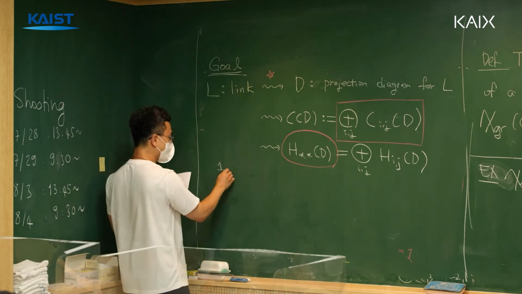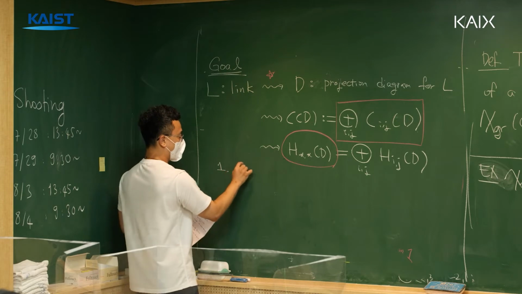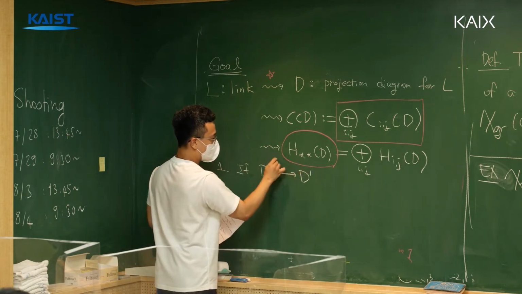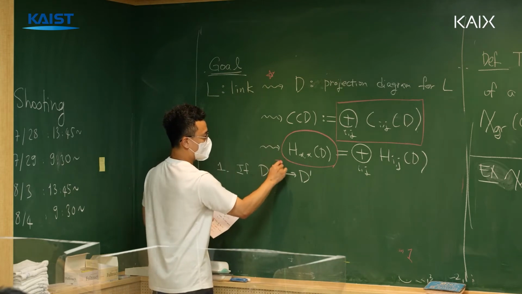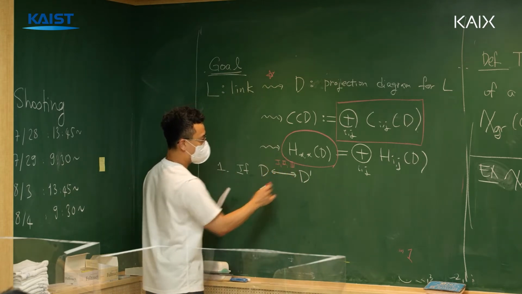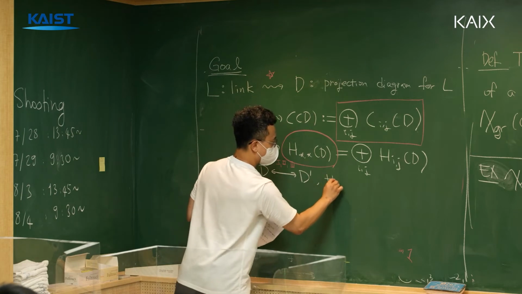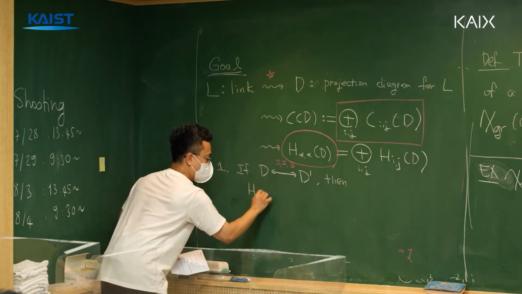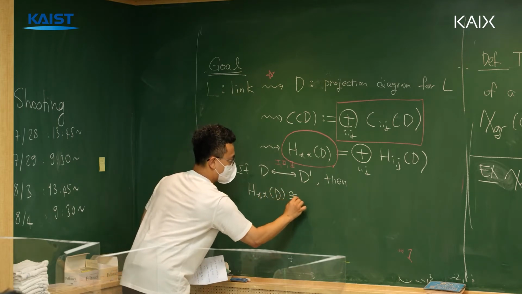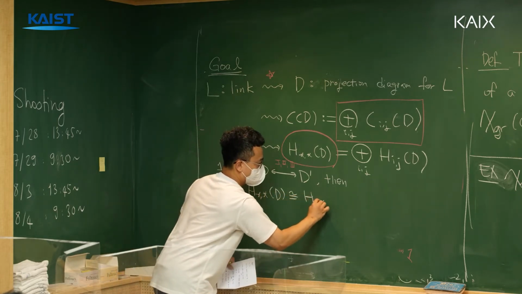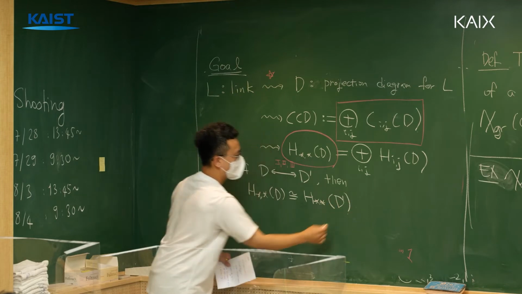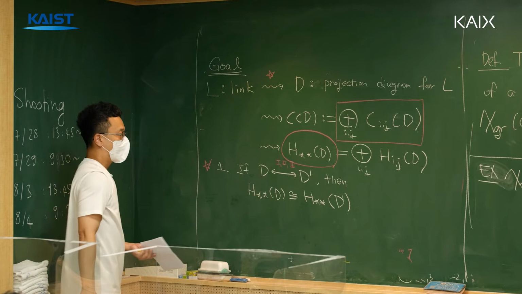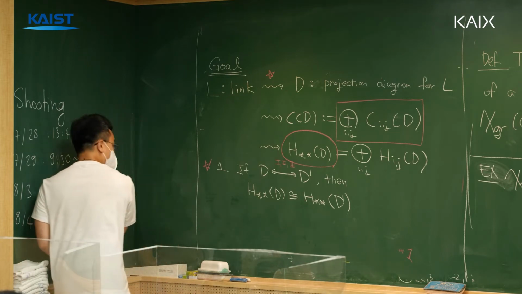So the first thing that you need to make sure is that if D and D prime are related by Reidemeister 1, 2 and 3 moves, you want to show that H star star of D is isomorphic to H star star of D prime. So this is one thing that you need to make sure of, to get a knot invariant.